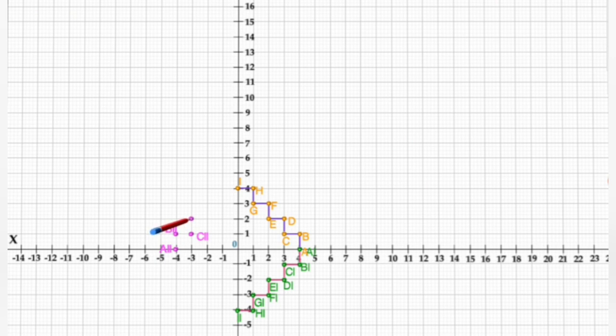That means the y-axis is acting as the mirror now. So the point A is at a perpendicular distance of 4 units from the y-axis. So its mirror image is also at a distance of 4 units from the y-axis, but in the opposite direction. Its coordinates now, that is A double prime, come out to be (-4, 0).